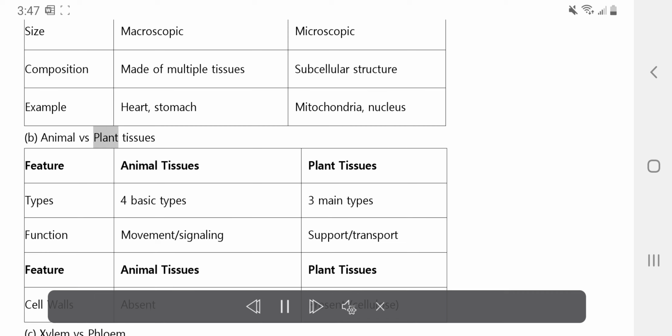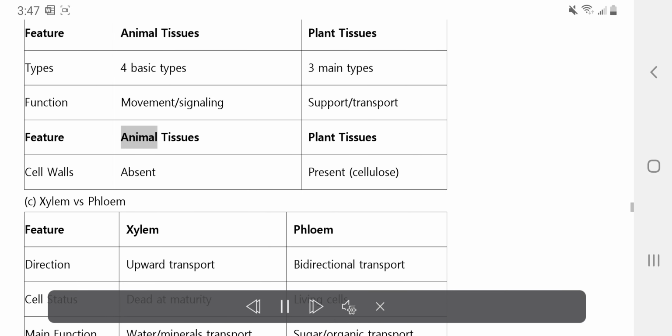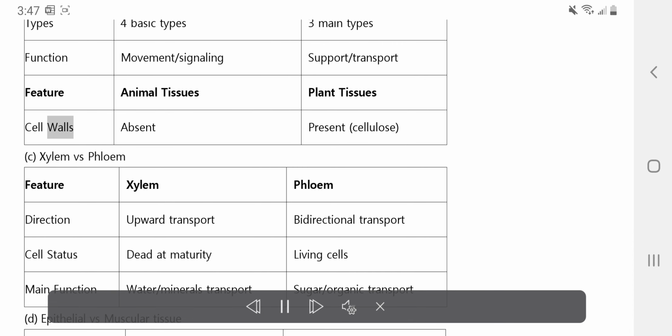Animal versus plant tissues. Feature. Animal tissues. Plant tissues. Types. Four basic types. 3 main types. Function. Movement/signaling. Support/transport. Feature. Animal tissues. Plant tissues. Cell walls. Absent. Present, cellulose.